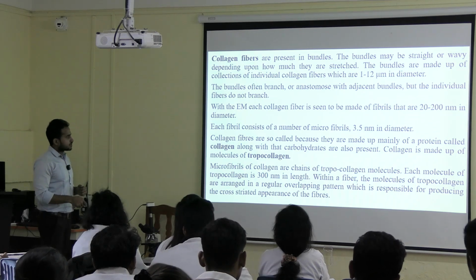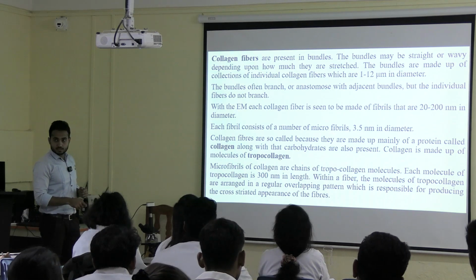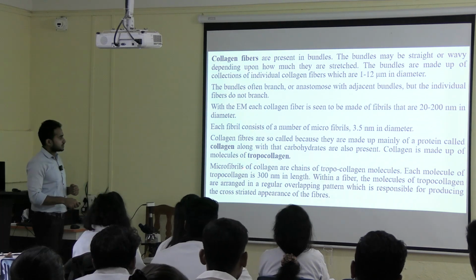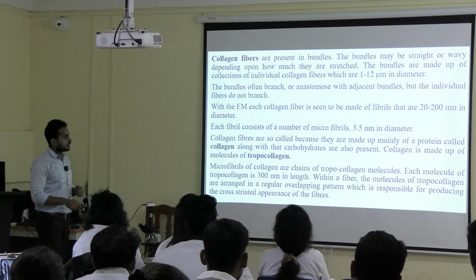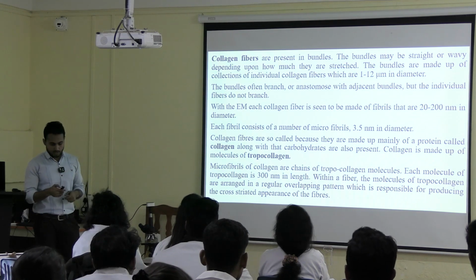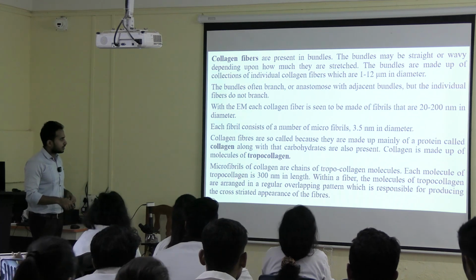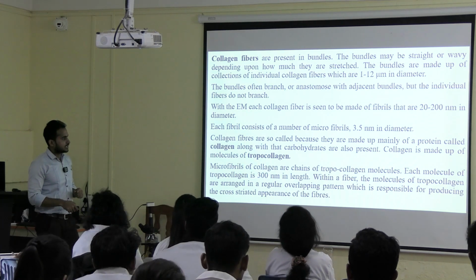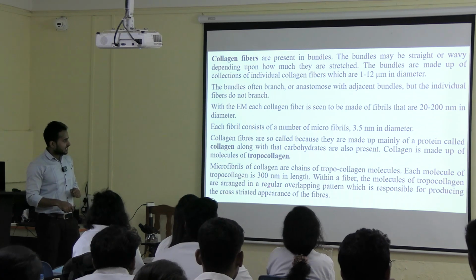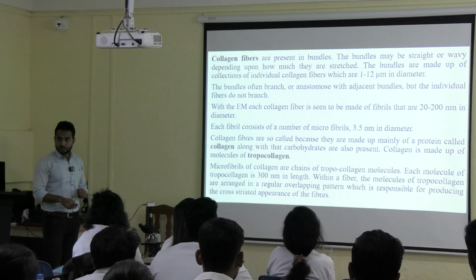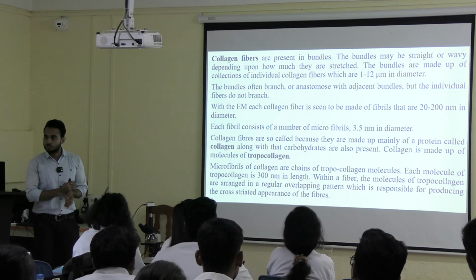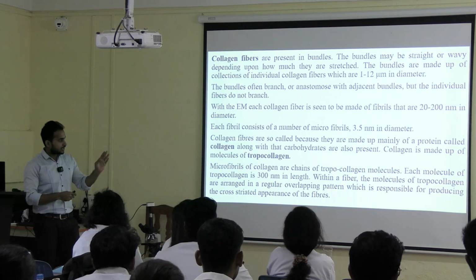Next, microfibrils. Here I have mentioned microfibrils, which are the smallest unit of this particular fiber. These microfibrils of collagen are chains of tropocollagen molecules, and each molecule of tropocollagen is 300 nanometer in length. Within a fiber, molecules of tropocollagen are arranged in a regular overlapping pattern. If you see the arrangement of the tropocollagen, it is very specific.